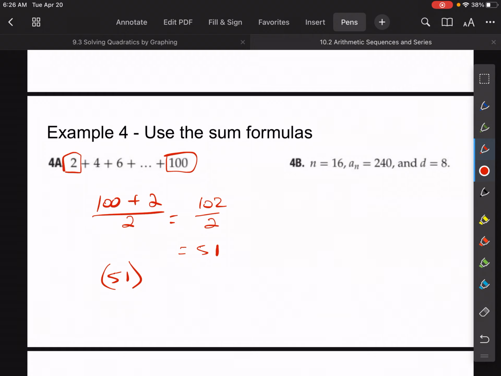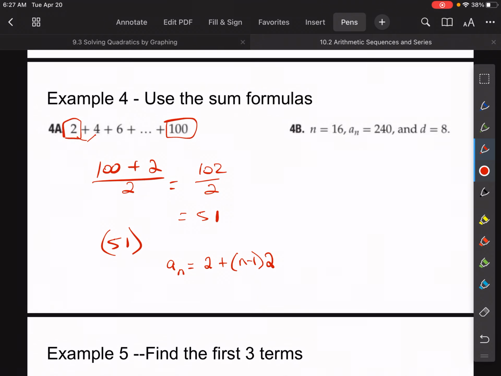If you want to know how many terms there were in this sequence, the easiest way to do that would be to plug it back into one of your equations. You know a1, you know an, right? So you could say that a sub n is equal to a sub 1, which is 2, plus n minus 1 times the common difference. We know the common difference in this case is 2. Okay, and then I know the nth term is actually 100 here. I don't know what term it is, right? So that's what I'm going to be solving for.